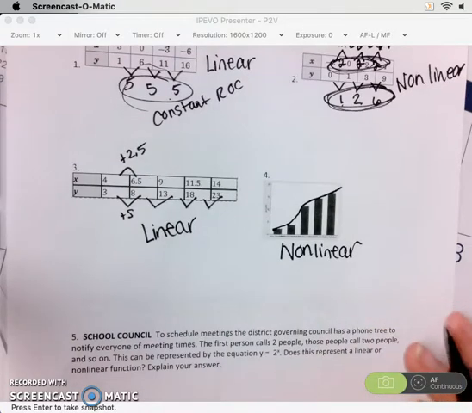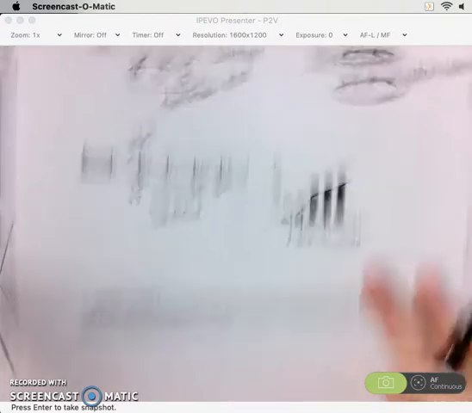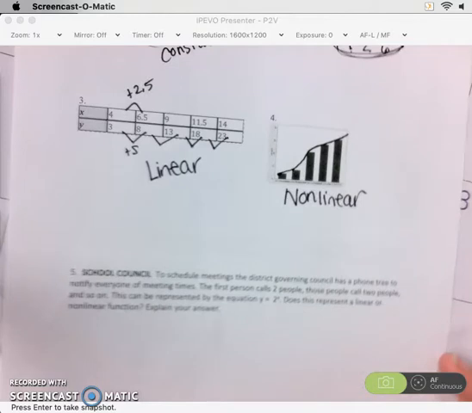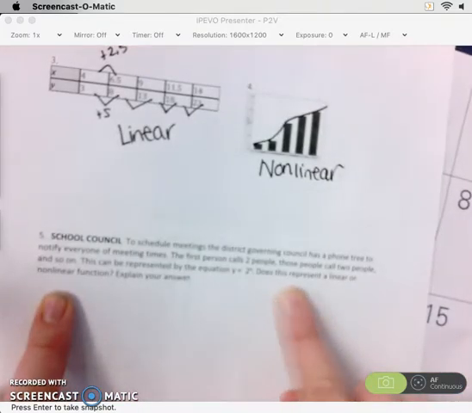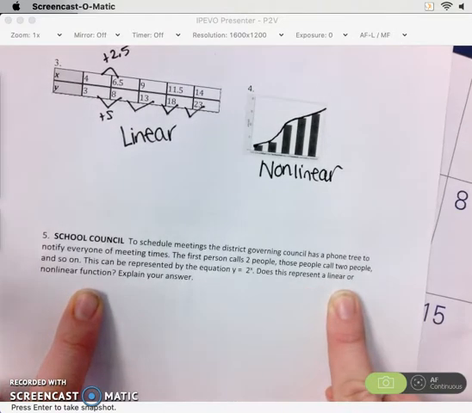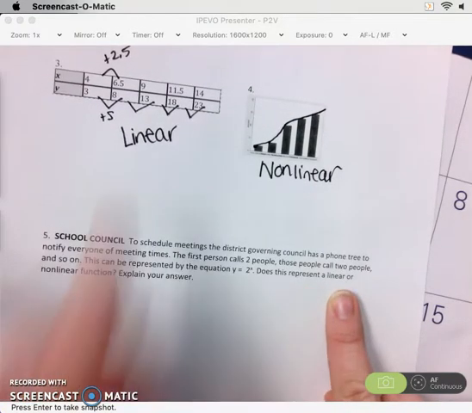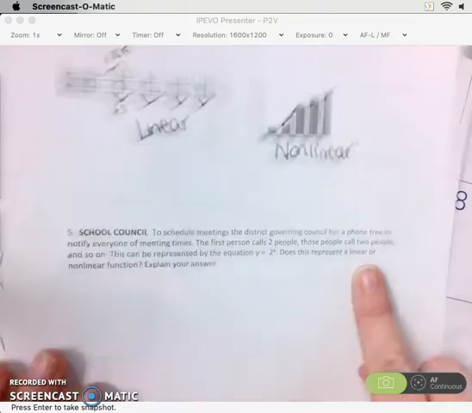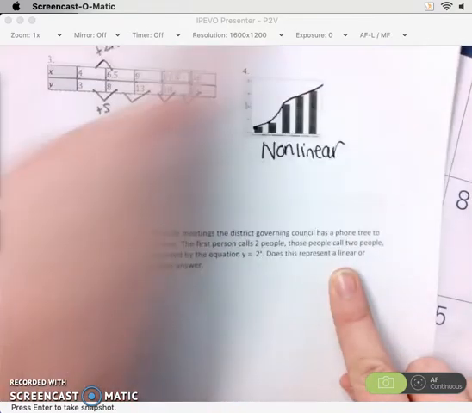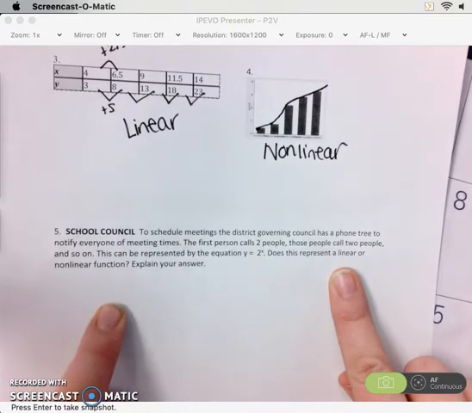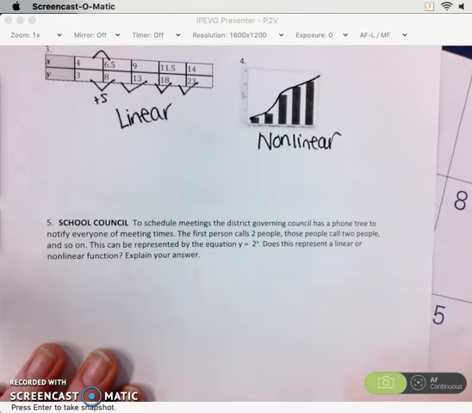Okay, number 5. A lot of people will get discouraged by a word problem. Don't get discouraged. Usually what they're asking you is the last sentence. So in the last sentence it says, does this represent a linear or nonlinear function? Explain your answer. All it's asking you again is, tell me if the information is linear or nonlinear. So we can figure it out from a table, right? Because we just did that up here. So we should be able to down here, but we don't have a table. So we actually have to create a table.